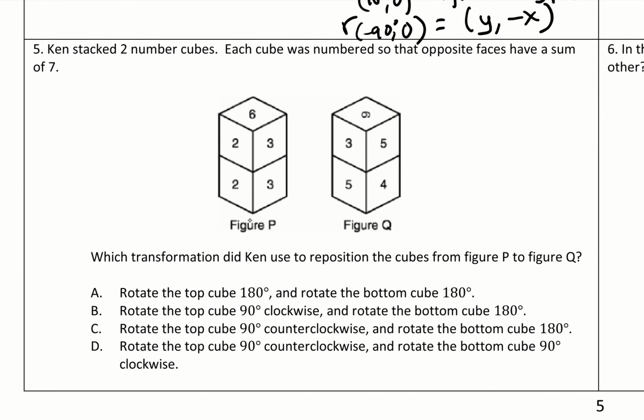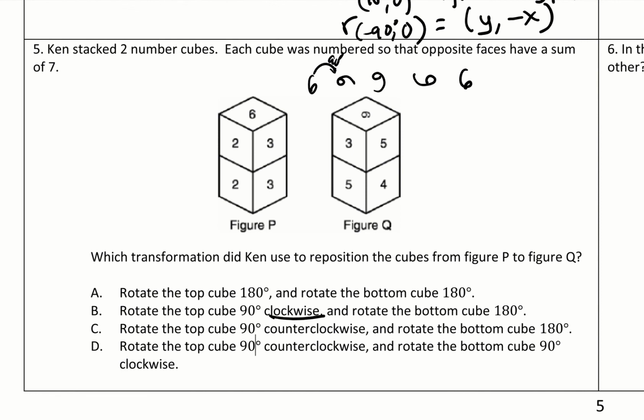So it says here, which transformation did Ken use to reposition the cubes from P to Q? So you want to go from there to there. Well, obviously you can see that this 6 got rotated this way. And so now it's like sideways, right? And so that looks like a 90-degree rotation. You took the 6 and you rotated it 90 degrees, well then it looks like that. And then 180 degrees would be like that, right? And then 270 would be like that, and then a full 360 would go back to where it started. So this is definitely a 90-degree rotation for this top cube. You can see that. So rotate the top cube 90 degrees, and it looks like it's clockwise. It's not counterclockwise, it's clockwise.